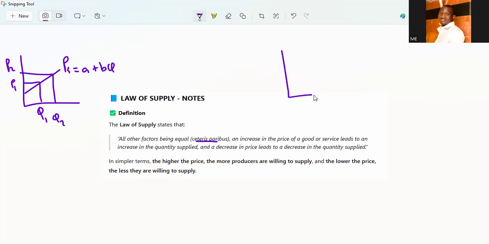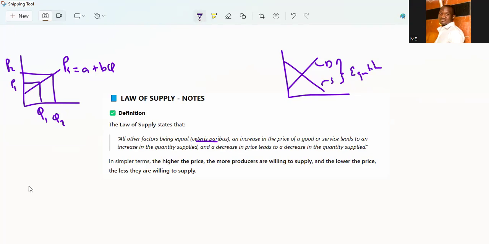So these two meet at a point called equilibrium. When demand is equal to supply, in short, these two will come up with what we call our equilibrium.